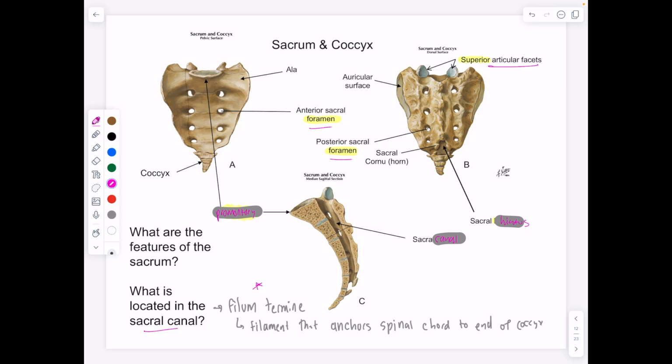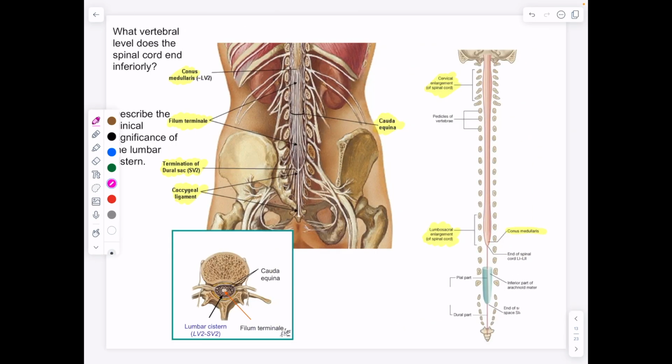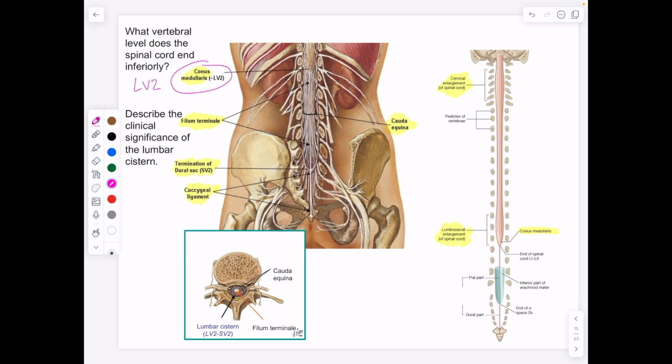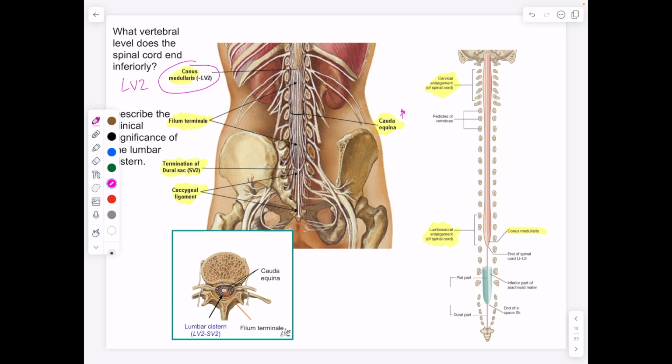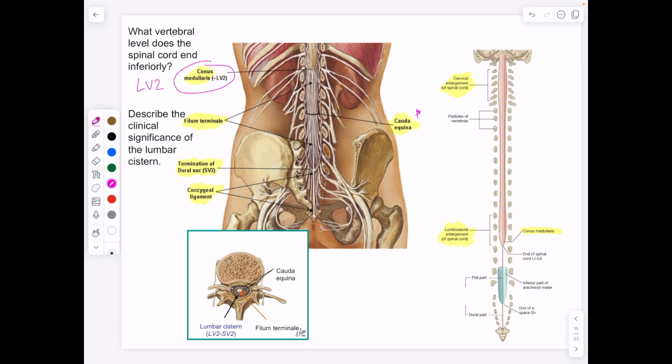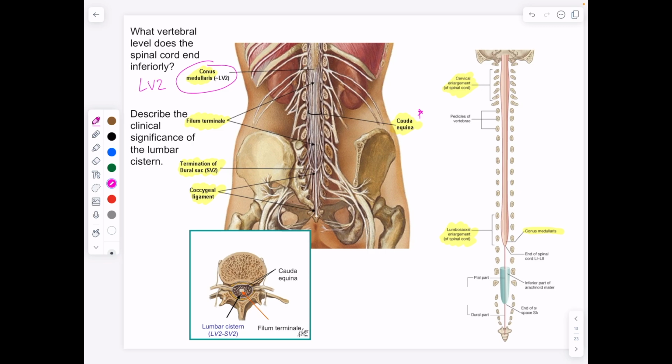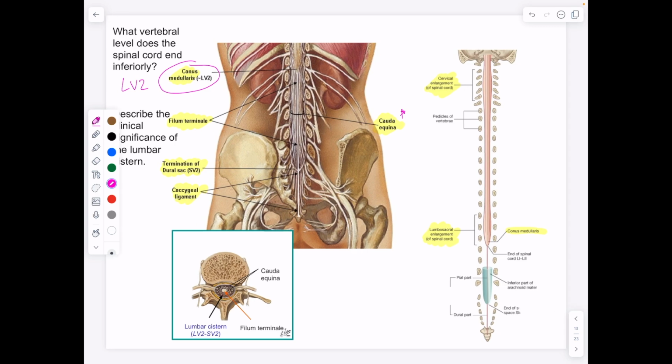So remember that the spinal cord doesn't go all the way down to the end of the coccyx. In fact, it stops quite earlier at the level of LV2. So LV2 is when our spinal cord ends inferiorly, and then after it ends, it has the cauda equina, which has basically just nerves extending downwards. And then you have the lumbar cistern, and you can see here, LV2 to SV2.